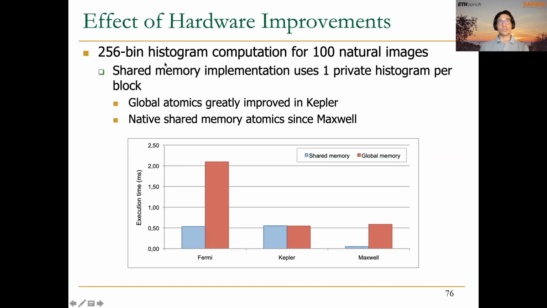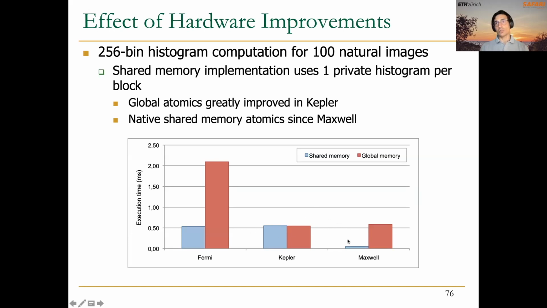This is a 256-bin histogram of 100 natural images. We are comparing the performance of a shared memory-based implementation of the histogram calculation, with one private histogram per block, to a single histogram in global memory. The execution time for the shared memory-based implementation was way lower in Fermi. However, in Kepler, there was a hardware optimization of atomic operations in global memory, but not in shared memory. Interestingly, the execution time was about the same in both implementations.